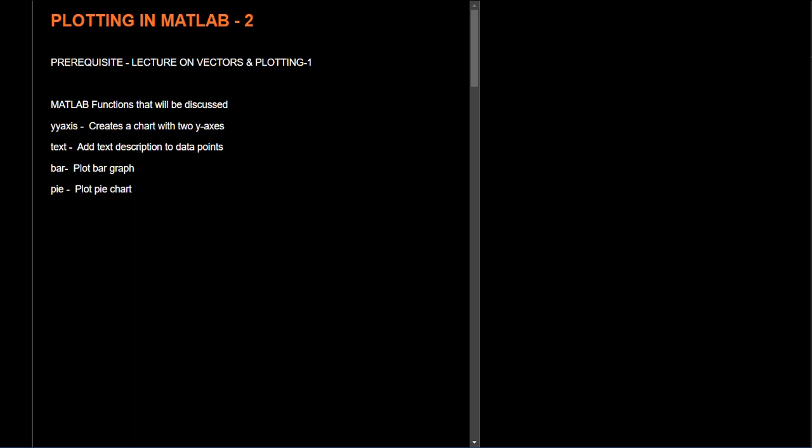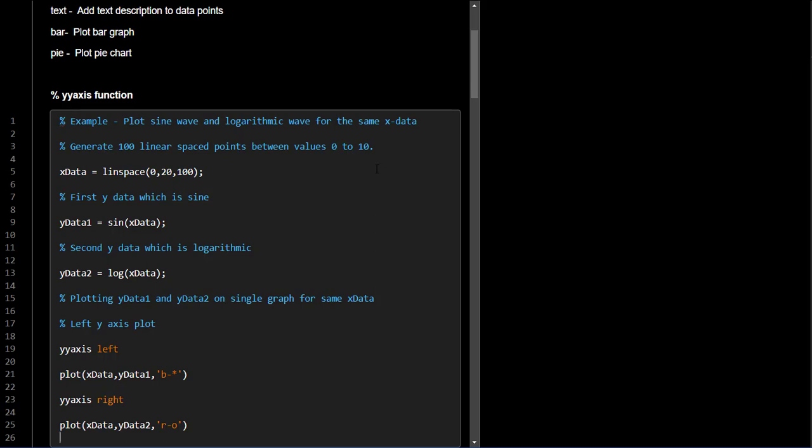It allows us to create a chart with two y-axes. Then you have a text description, how to add text inside your graph. Then you have bar graph plotting and then pie chart plotting. So let's get started. To begin with, we will be looking at the yyaxis function.